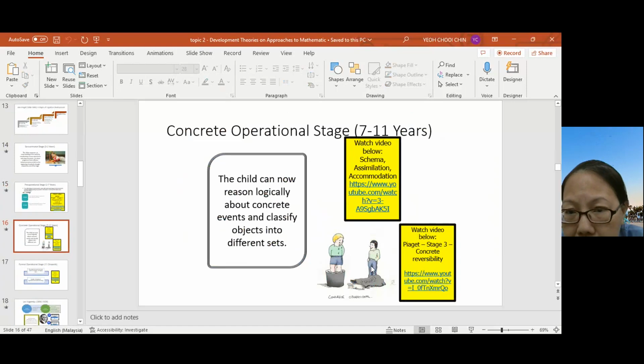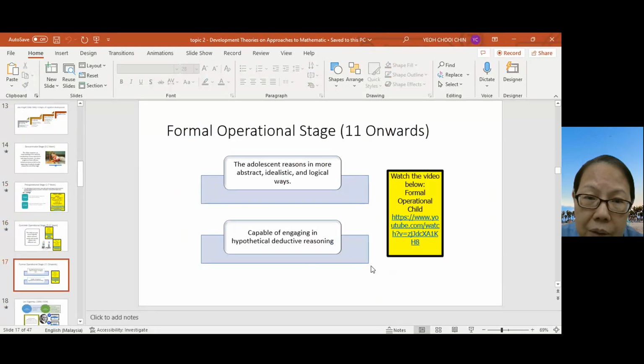Concrete will be, as mentioned, the child can now reason logically about concrete events, classify objects into different sets. This is all square, this is all circle, this is all triangle. They are able to do that.